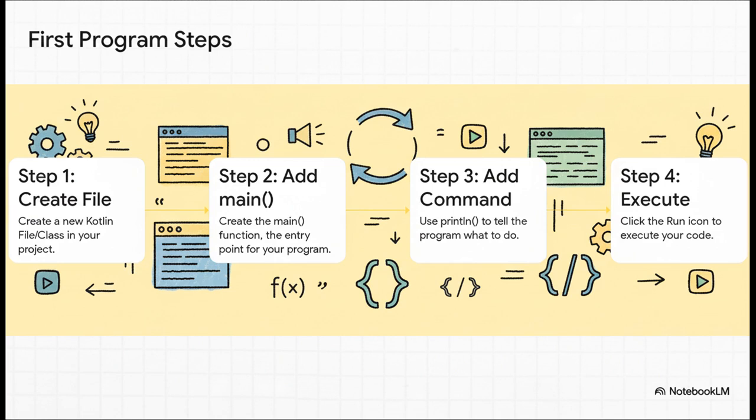You just make a new file, then you create this special function called main. Now, main is super important. Think of it like the main entrance to a building. It's the one place Kotlin knows to start. Everything kicks off from there. You just pop your instructions inside, hit that little green run button, and watch the magic happen.